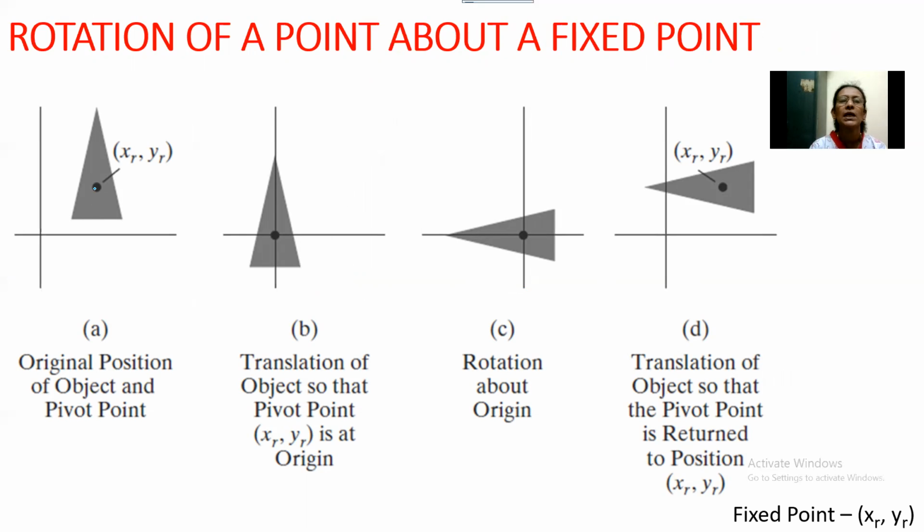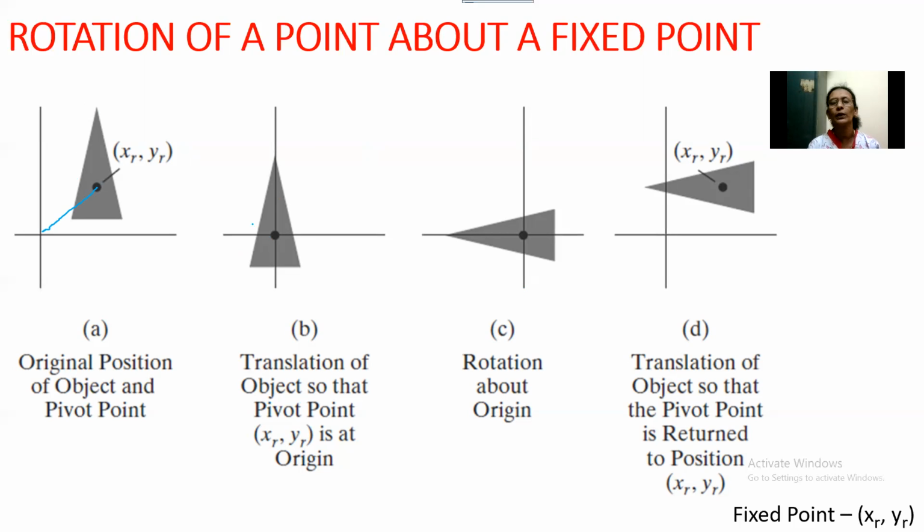Suppose this is xr yr, my fixed point, about which I have to rotate this triangle. We have already seen what we should do. We should first translate this point to the origin. So that is my first step: translation of the object so that the pivot point xr yr is at the origin. Since this is xr yr, I have to translate by minus xr minus yr.